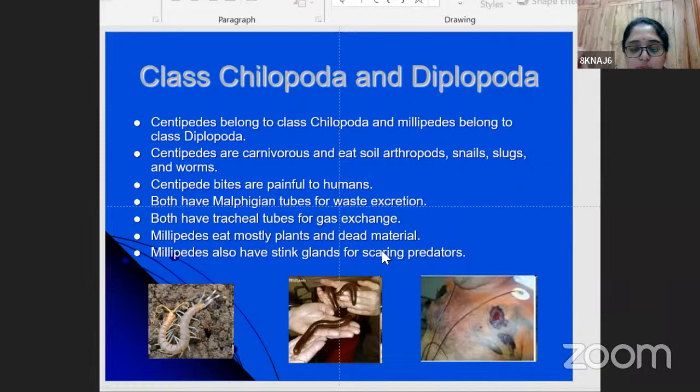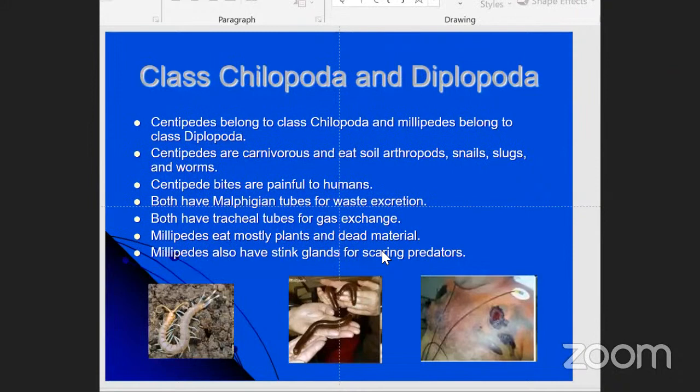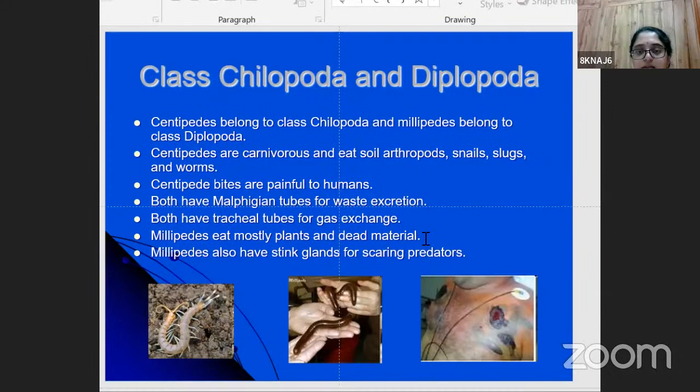When it comes to classes Diplopoda and Chilopoda, these are the millipedes and centipedes respectively. Centipedes are carnivorous, and they feed on different kinds of arthropods, snails, slugs, worms, etc. Their bite is very painful to human beings, and they have malpighian tubules for excretion and tracheal tubules for gaseous exchange. Millipedes eat dead matter, and have stink glands for scaring predators. Like I told you, Scolopendra and Scutigera are the examples.